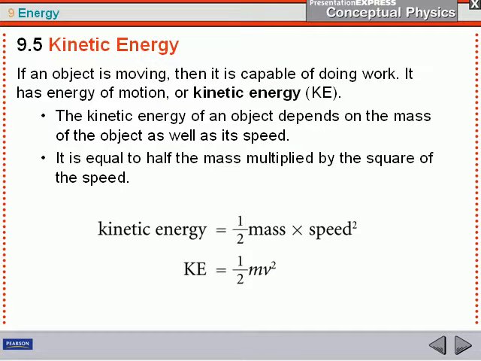Now, here's the equation for kinetic energy. It depends on two things: the mass of the object that's moving and the speed, and more specifically the square of the speed. And here's what the equation looks like. Kinetic energy is equal to 1/2 the mass times the speed squared. And this is how we would write it here. We might use velocity instead of speed when we're trying to express it.